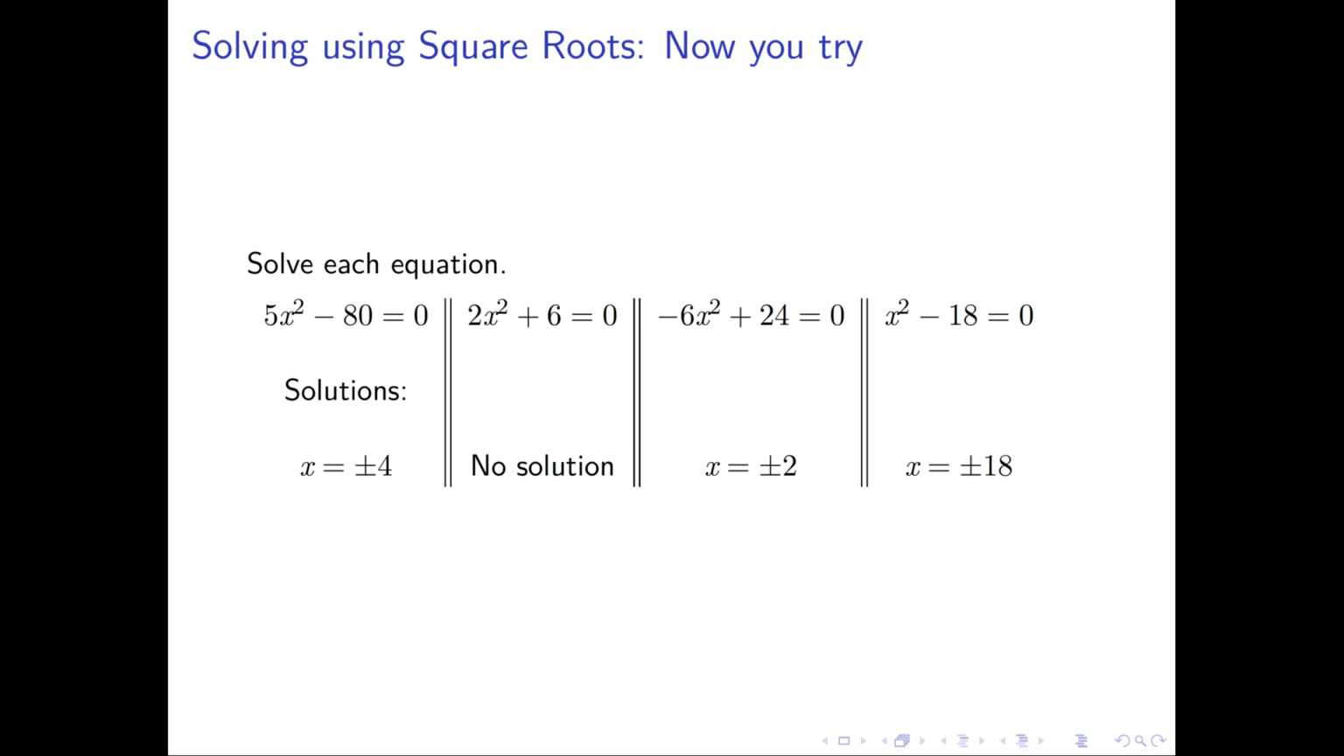Okay, here are the solutions. The first one, x equals plus or minus 4, so 4 or negative 4 are solutions. Second one has no solutions. The third one, even though there's a negative 6, when you subtract 24 and divide by negative 6, you get x squared equals 4, which does have a solution. And then finally, the last one, x equals plus or minus 18.